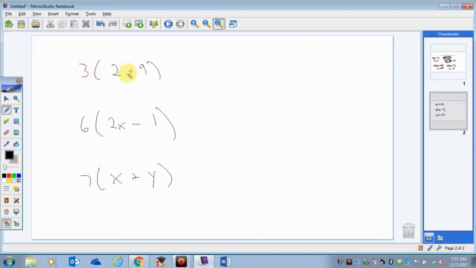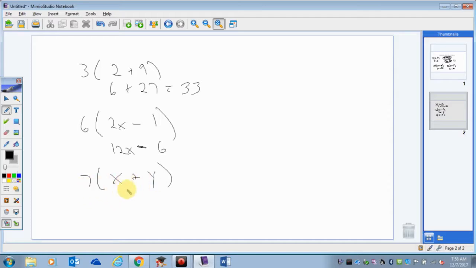So 3 times 2 is 6, plus 3 times 9 is 27. So 6 plus 27. And if it asks you to solve it, you go ahead and solve it. So this would be 33. This one here, 6 times 2x. 6 times 2 is 12. You have to keep the x with it, so 12x. Bring down our minus sign. Minus 6 times 1 is 6. So 12x minus 6, and you can't solve this one because you don't have anything to solve for x.